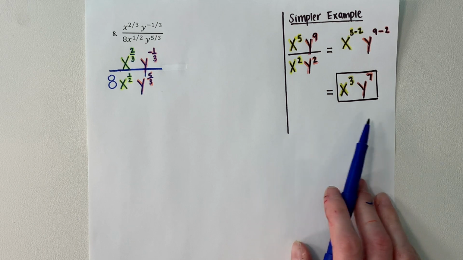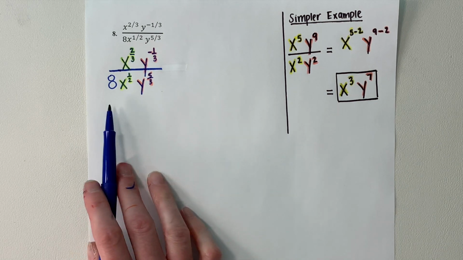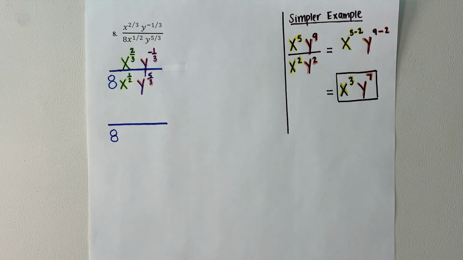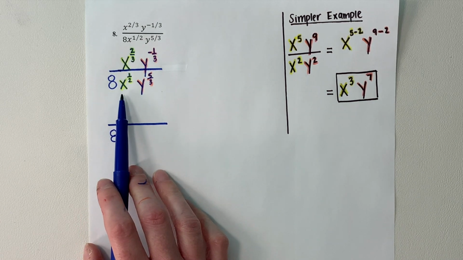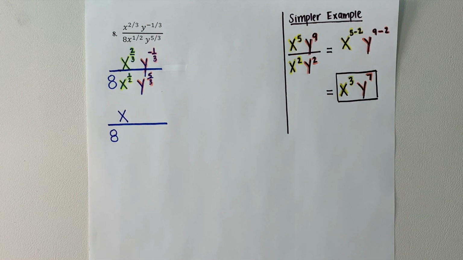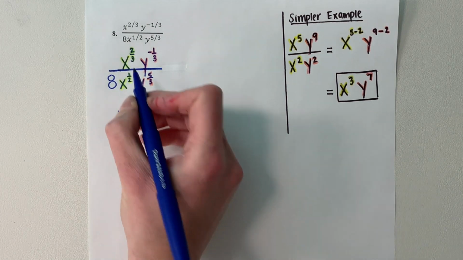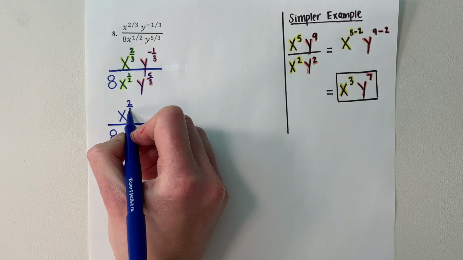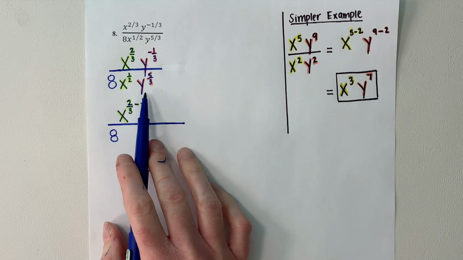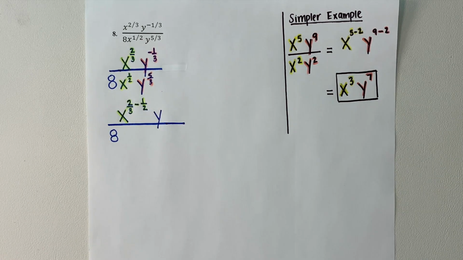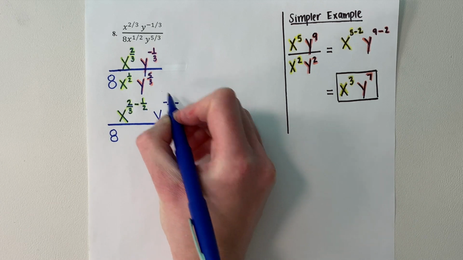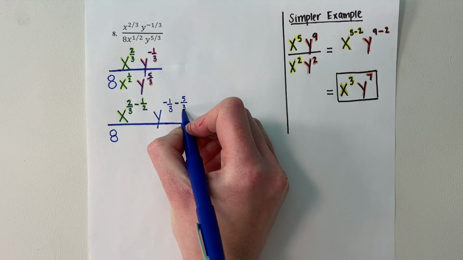Now, just like we did over here, we can apply the quotient rule of exponents here. We'll leave the 8 alone in the denominator for now. When we're dividing these x's, the quotient rule tells us to keep the base, and we put that base in the numerator, and then we subtract the exponents. So we'll take 2/3, and we'll subtract 1/2. Let's do the same with the y's. We keep the base, and we subtract the exponents. So we'll take -1/3 and subtract 5/3.